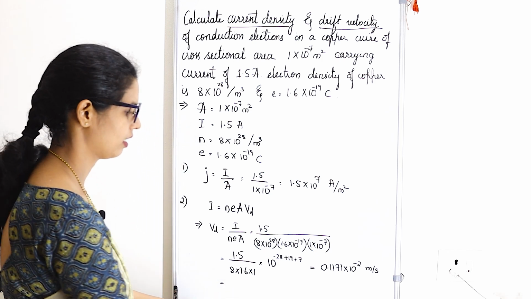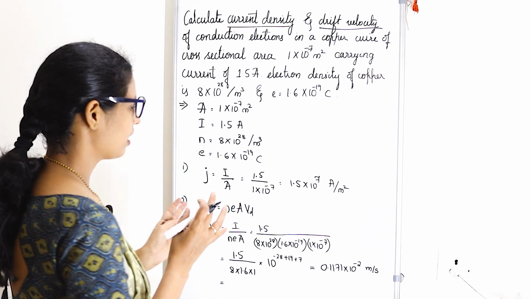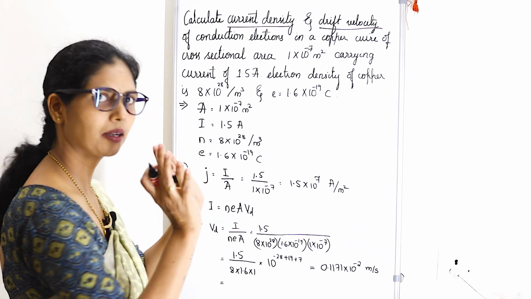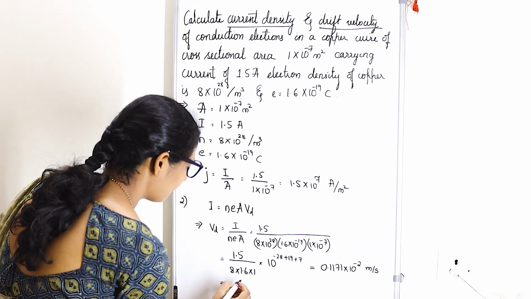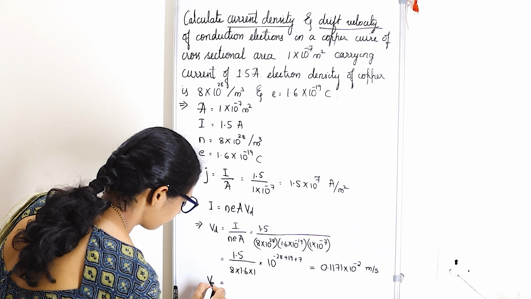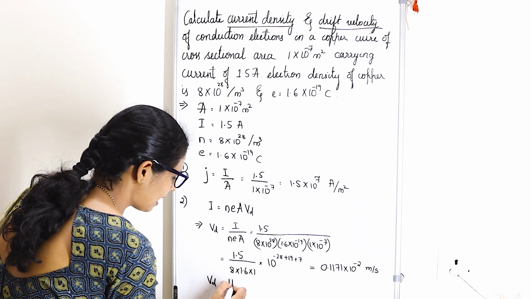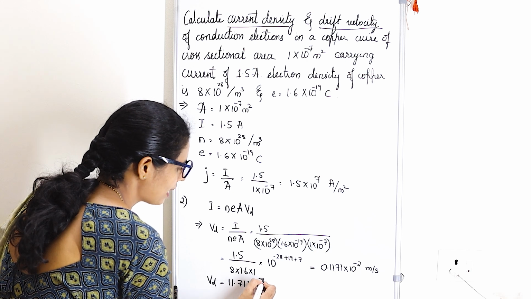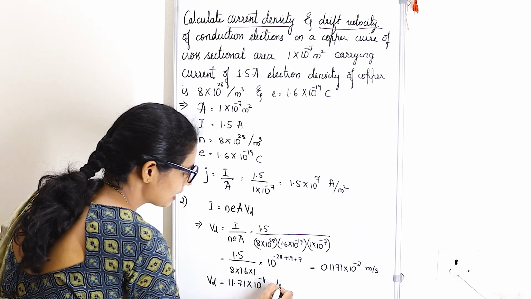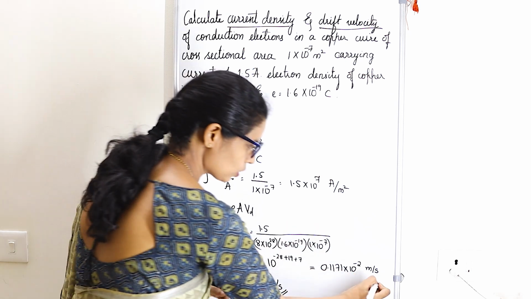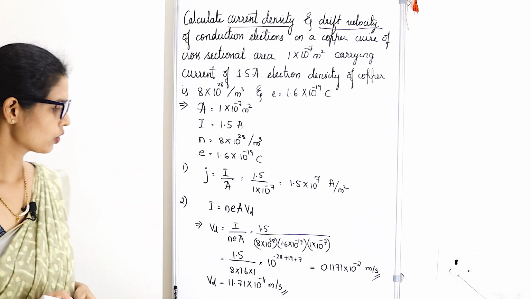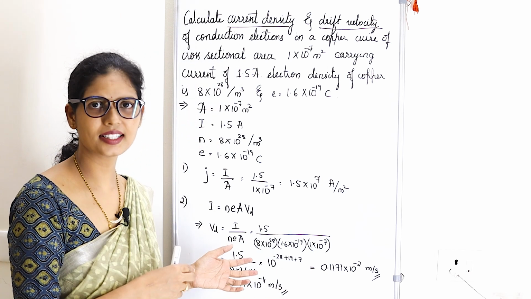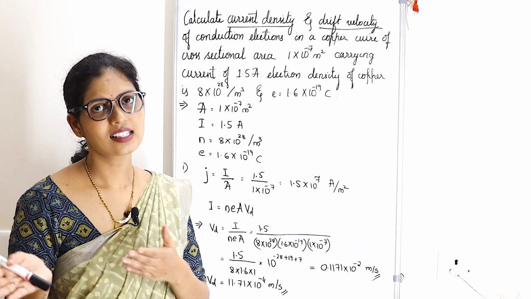Then again, I'll multiply and divide it by 10 to the power of minus 2 so that I get a better looking answer value. So that is 11.71 into 10 to the power of minus 4 meter per second, or you can just keep it this way as well. Okay, so I hope you have understood the problem. This is easier because we have already solved the similar one.